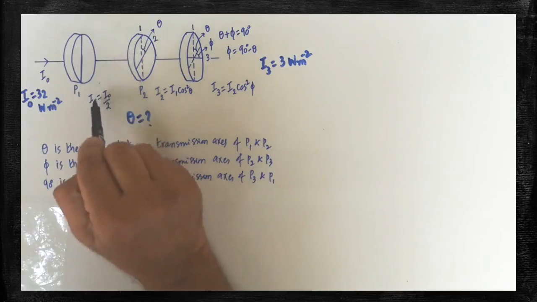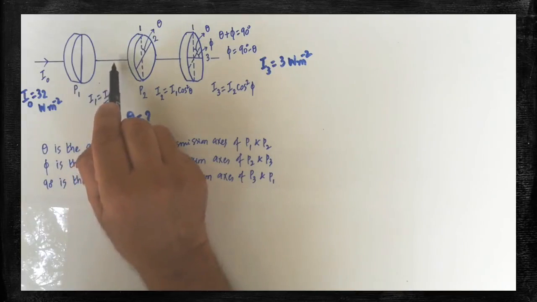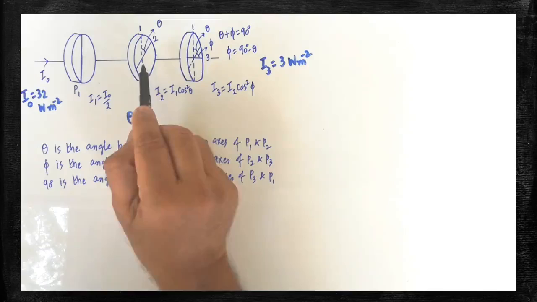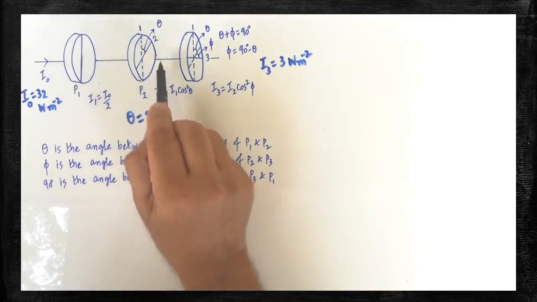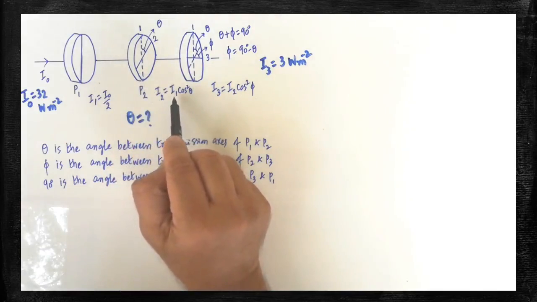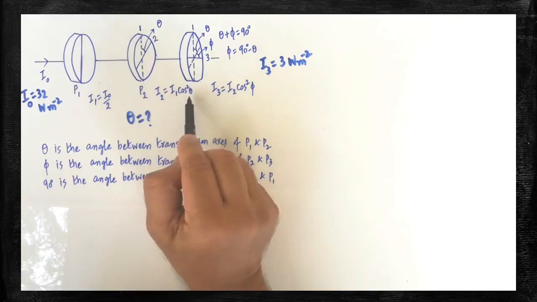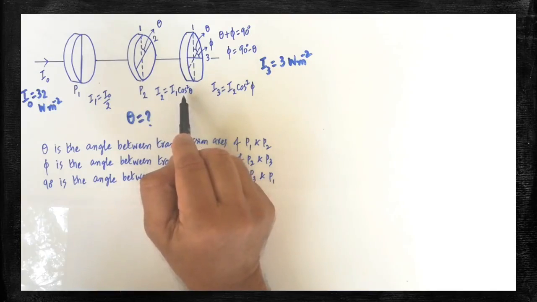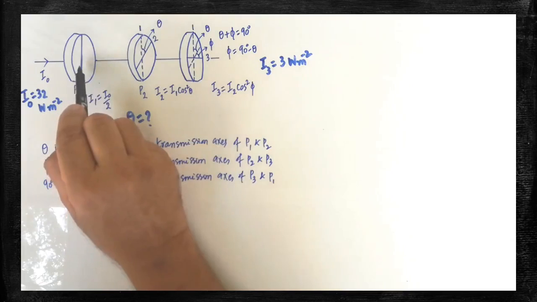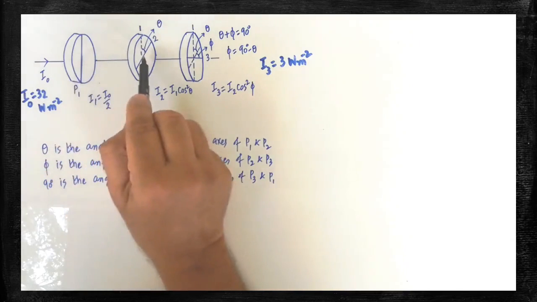After the intensity I1 light is made to be incident on the second Polaroid, as per Malus law, the intensity of the outcoming light from Polaroid 2, I2, will be equal to I1 times cos square theta. This is the formula obtained from Malus law. Here, what is theta? Theta is the angle between the transmission axis of the first Polaroid and the second Polaroid.